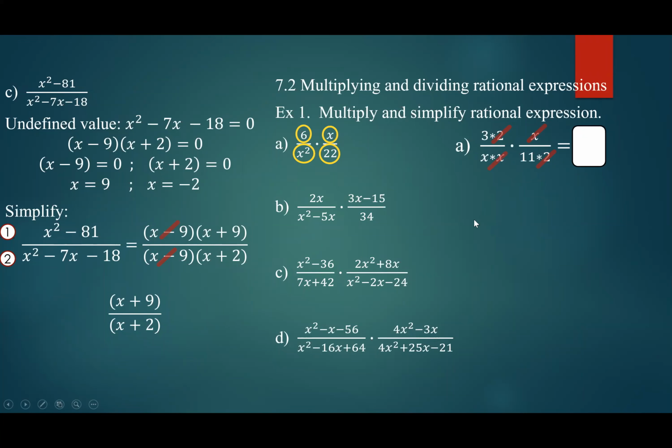In this case, as you can see, the 2 and the 2 diagonally, one on top and one on the bottom, I can cancel that out. The x diagonally, one on top and one on bottom, I can cancel that out. If you can cancel that out, meaning they are equal to 1, what do you have on the numerator? On the numerator, I have a 3 left. And on the denominator, I have the 11 and the x. So 3 over 11x, that would be my answer.